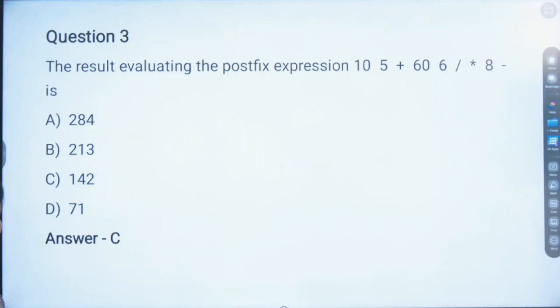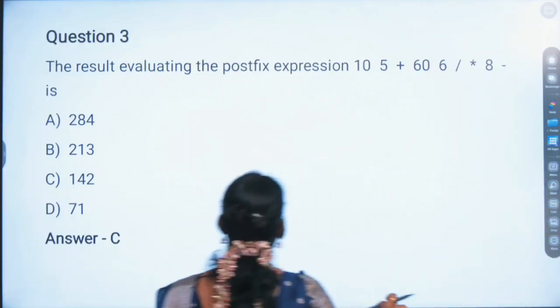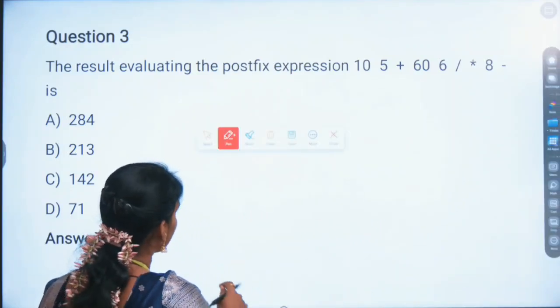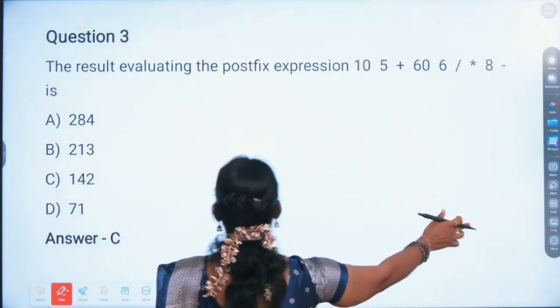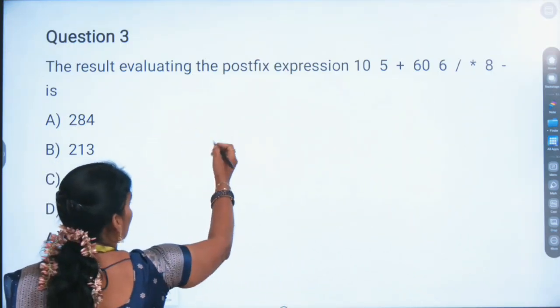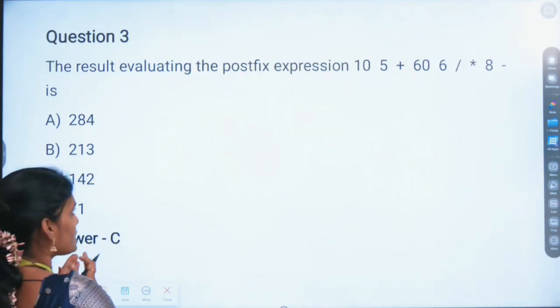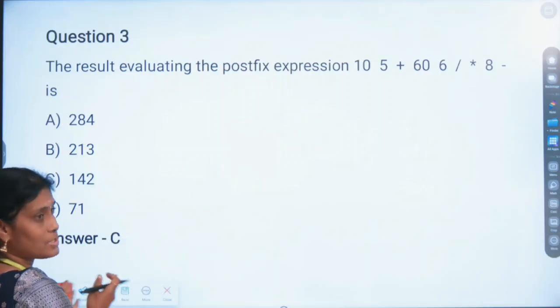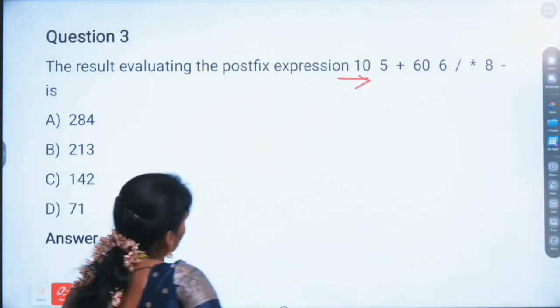The next question is the result of evaluating the postfix expression. They have given some expression, so we need to find the value of this expression. For evaluating the postfix expression, the first thing is we need to scan the expression from left to right. So from left to right, we have to scan the symbols.